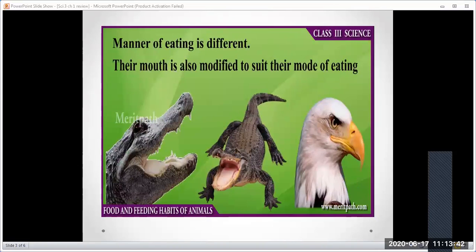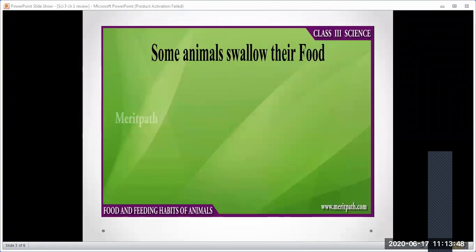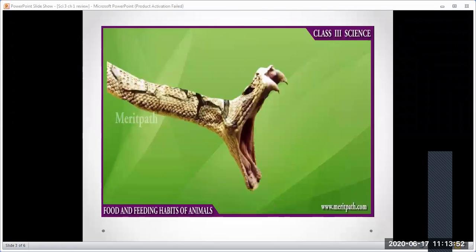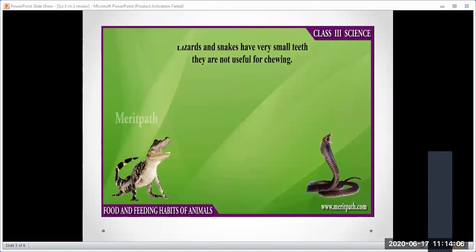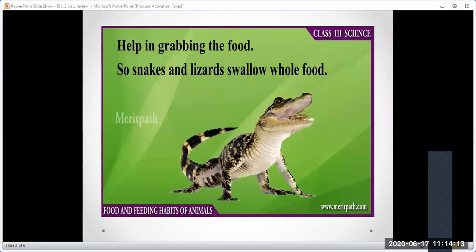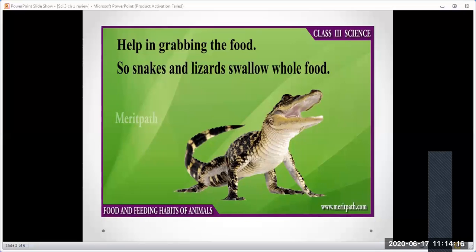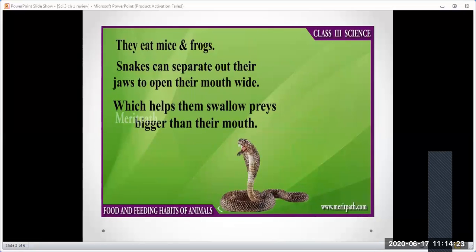As different animals eat different types of food, their manners of eating are also different. Their shape of mouth is also different. So there is an example of those animals who swallow food. Here is a snake, you can see the picture of the snake very clearly. Birds also swallow their food because they don't have teeth. Lizards and snakes also have small teeth, but they do not help in chewing the food. They grab the food and then swallow it. In the previous picture, you have seen clearly how a snake separates its jaws and opens its mouth wide enough.